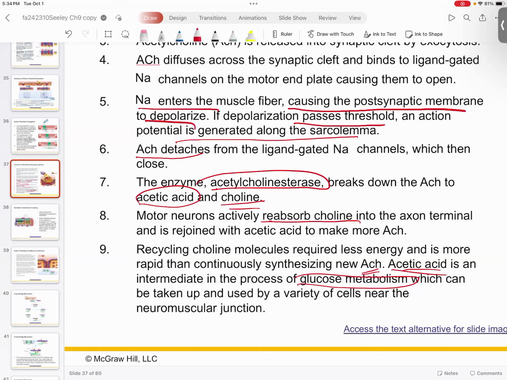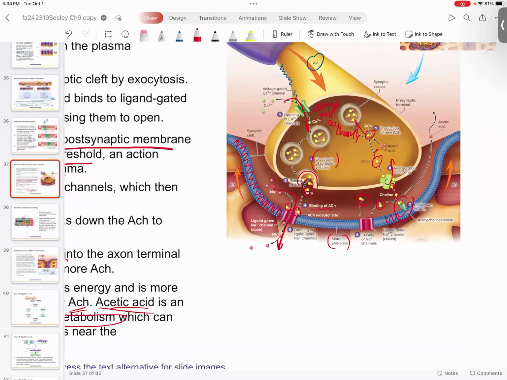So you're plugging that acetic acid into the Krebs cycle so that you can generate energy and ATP. That's where the acetic acid is going. So nothing goes to waste. You don't just throw it away. You utilize it. And so the acetic acid will go to the Krebs cycle to make ATP.